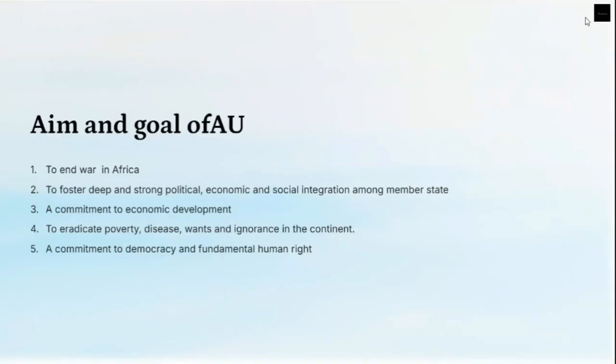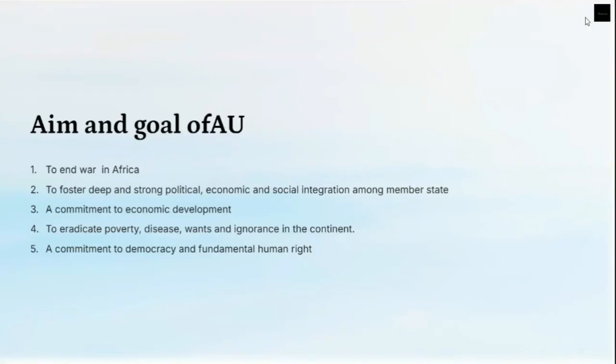Then to foster deep and strong political, economic, and social integration among member states. Then a commitment to economic development. You know, one of the purposes of ECOWAS is economic development. If they are developing, they should just keep developing and stick to these policies.